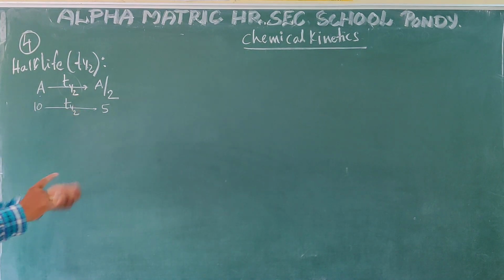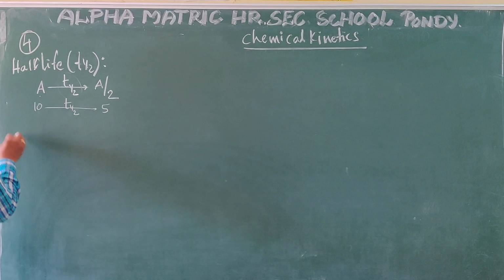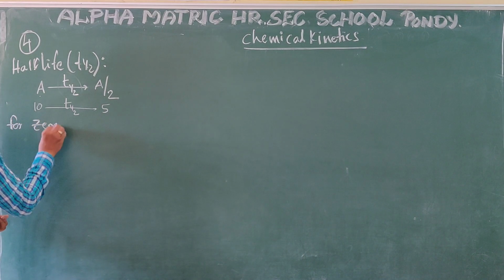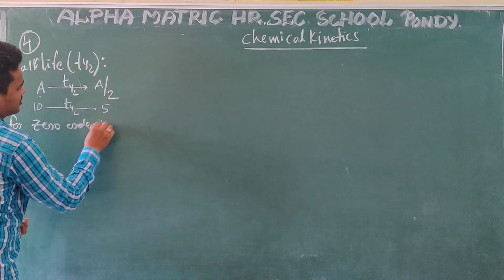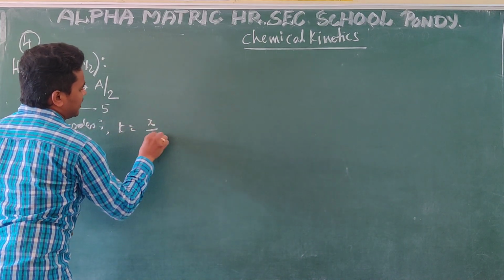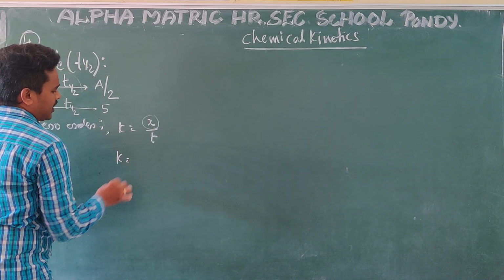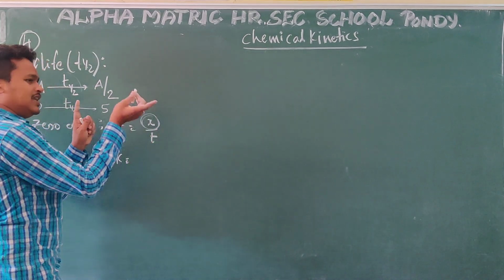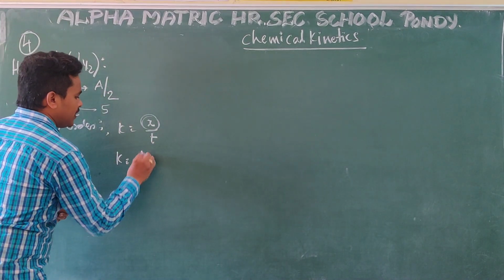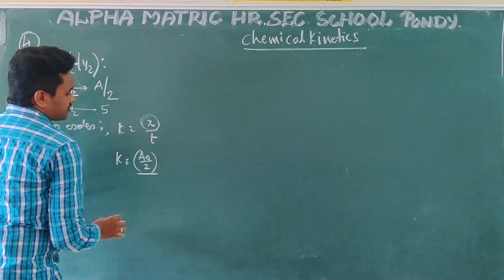This half-life is for zero order, first order, and the general form, which we are going to study now. What am I writing for zero order reactions? For a zero order reaction, K is equal to x by t. Here x is the change. Initially A, finally A by 2. What is the difference? A by 2 is the difference.